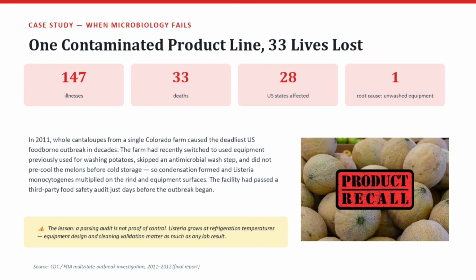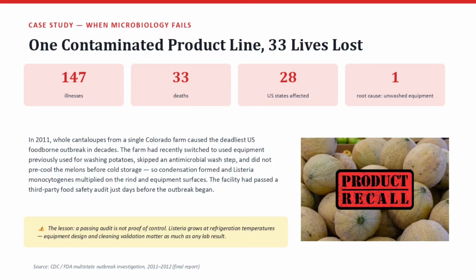The farm had recently switched to used processing equipment that had previously been used for washing potatoes. They skipped an antimicrobial wash step that should have been part of the process. And critically, they did not pre-cool the melons before putting them into cold storage. That last point matters enormously, because it meant condensation formed on the fruit once it went into the cooler. And Listeria monocytogenes does something most people do not expect: it keeps growing at refrigeration temperatures. So that condensation created exactly the moist, cool environment Listeria needed to multiply on the rind and on the processing equipment itself. Here is the detail that should genuinely unsettle you.